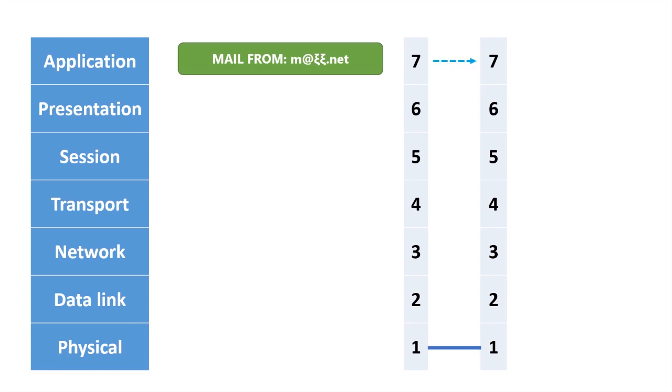As a reminder, every layer talks to its peer layer logically. So this email address is what will be given to the layer 7 at the destination machine, but it will not be given physically to the destination machine at this moment. We are rather moving downwards in this protocol stack.